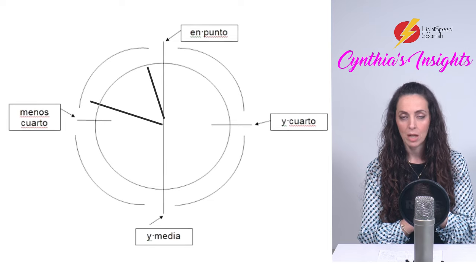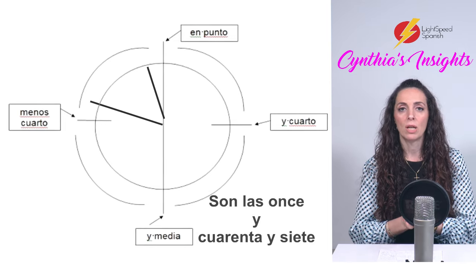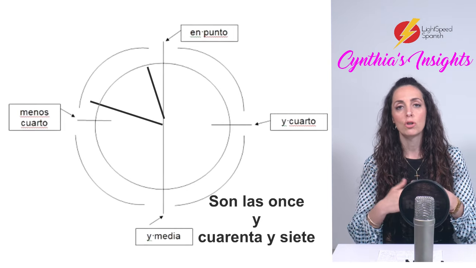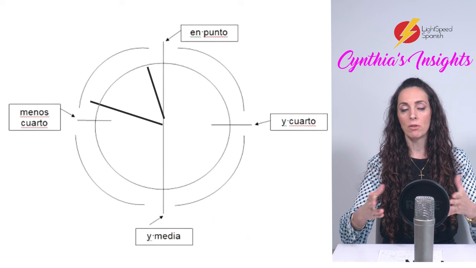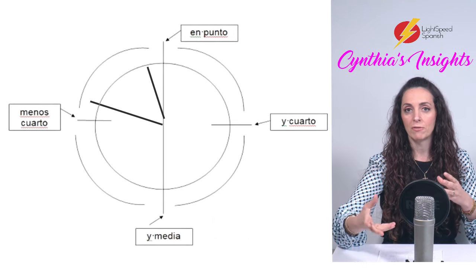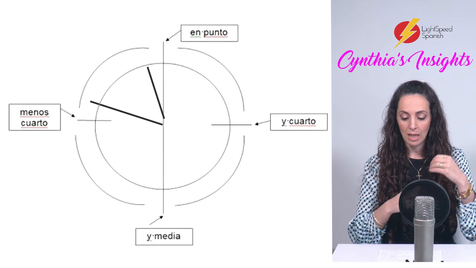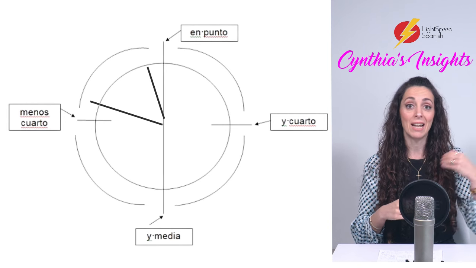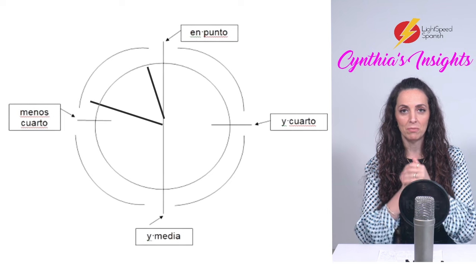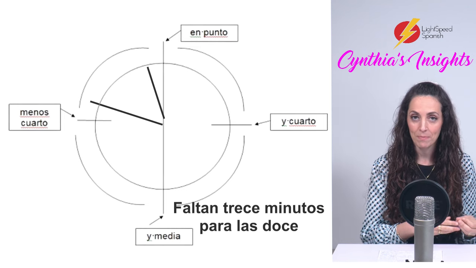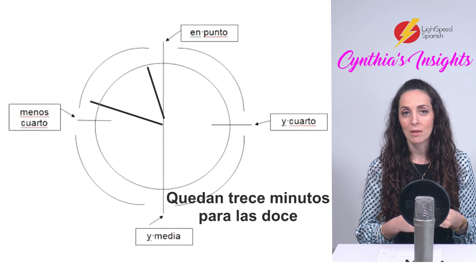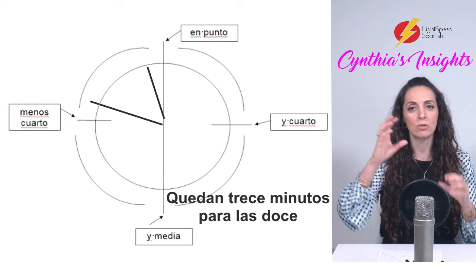So for example, if we use the last time that we did before, 11:47, obviously we can say what we said before: son las 11:47 o son las 12:13. ¿Sí? But we can use it with the verb to be lacking or missing or to be left. So we can say in Spanish, 13 minutes are lacking or are left to 12. And the way we would say that is faltan 13 minutos para las 12 o quedan 13 minutos para las 12. Okay, so you can use either or.